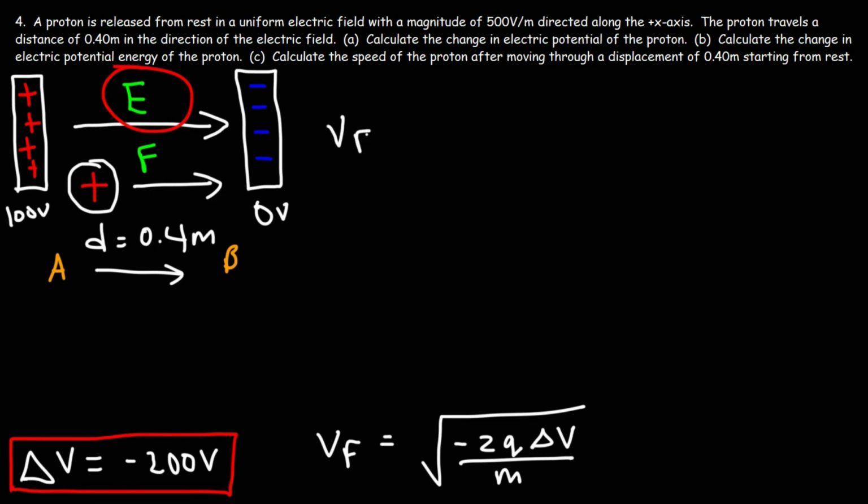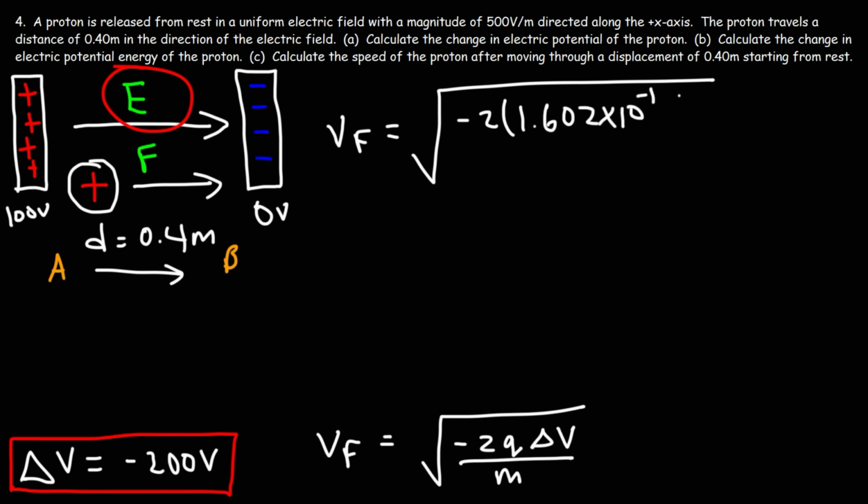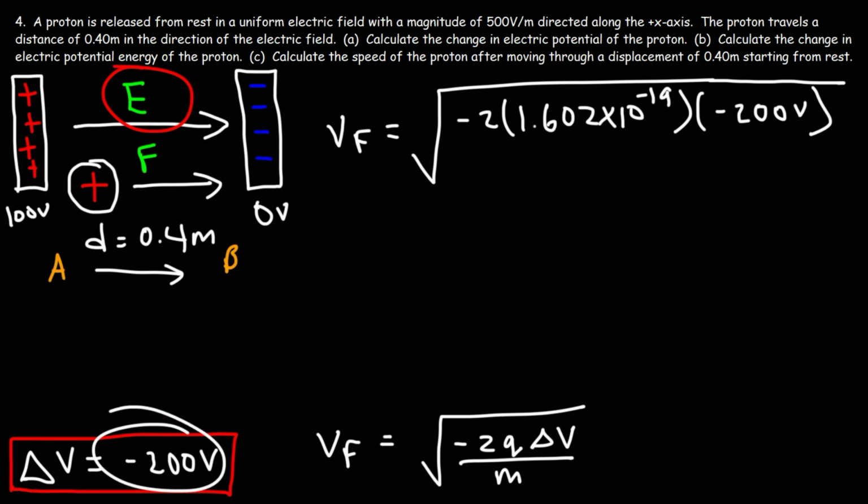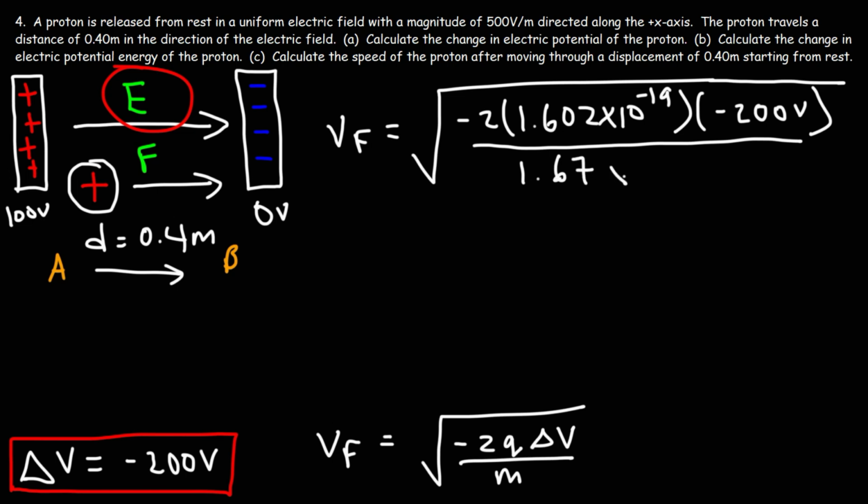Now let's go ahead and plug in everything. So it's going to be negative 2 times the charge of a proton, which is positive 1.602 times 10 to the negative 19 coulombs. And then the change in voltage is negative 200 volts. I keep saying change in voltage. I mean, this is voltage, or change in electric potential. So if I mix it up, I mean the change in electric potential. So just keep that in mind. Now the mass of a proton, you could look it up in your textbook. It's 1.67 times 10 to the negative 27 kilograms.